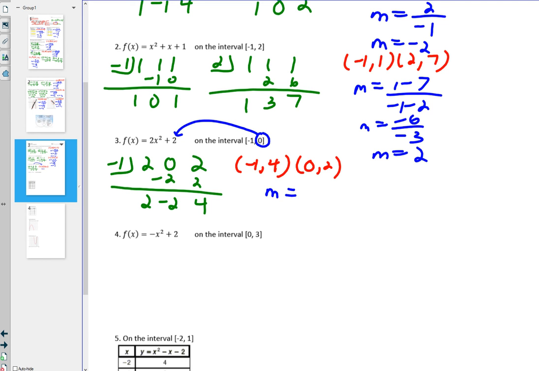So formula like you do, 2 over negative 1, negative 2. Not yet.